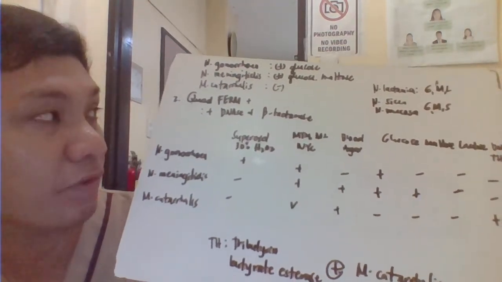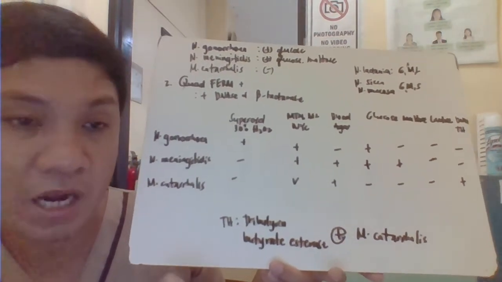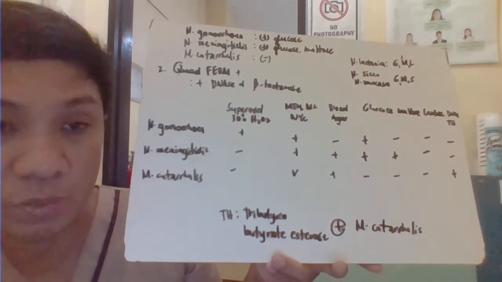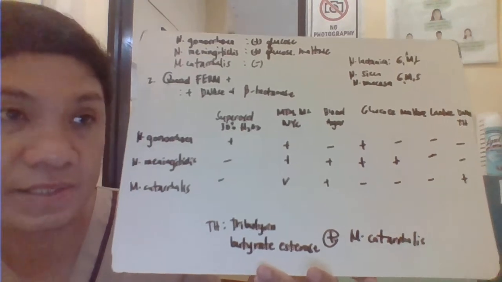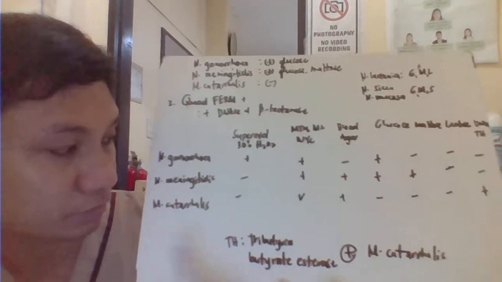Another test is the quad ferm test. Again, it's made up of four sugars: glucose, lactose, maltose, and sucrose. It also allows you to identify DNase, which is an enzyme, or you could also test for beta-lactamase.